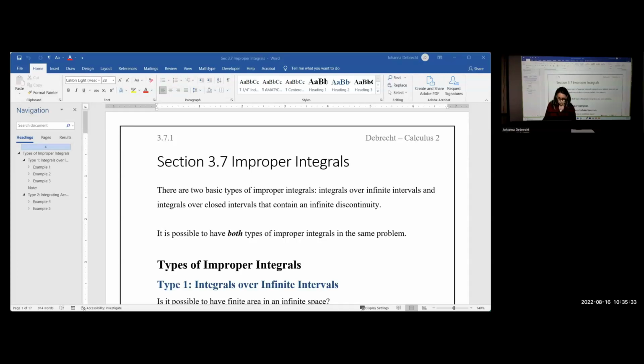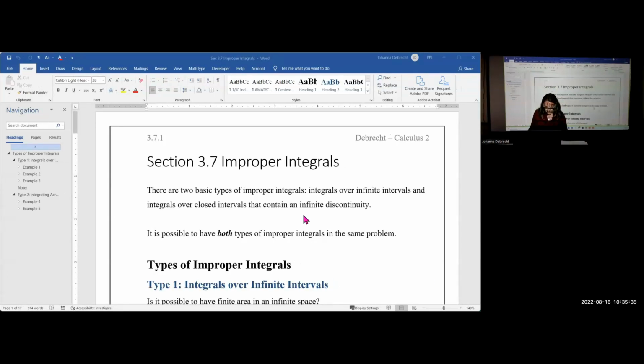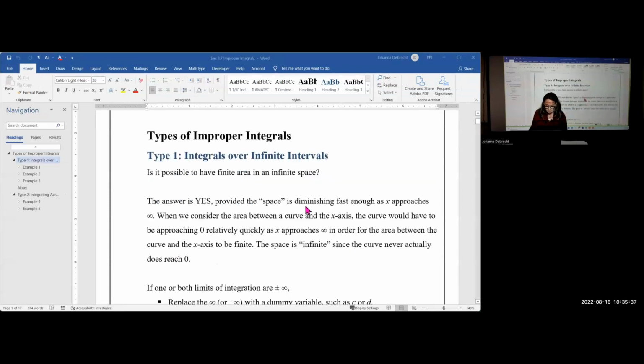Now let's take a look at what we have. We're going to start with the first type, the more easily identified type, which is type 1, integrals over infinite intervals. Now, is it possible to have a finite amount of area in an infinite space? And the answer to this is yes, it is possible to do this, provided that the space, the infinite space, is diminishing fast enough, getting smaller and smaller as x approaches infinity.